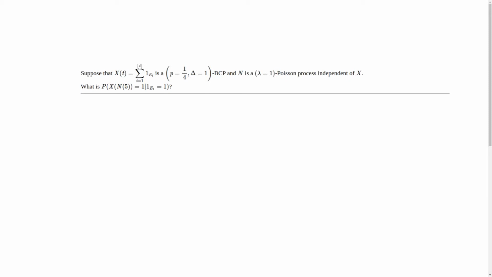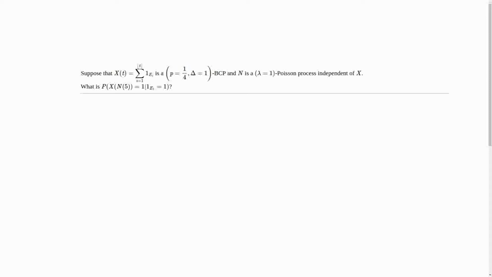We are given a Bernoulli counting process X that has probability 1/4 of success on each trial, and the trial time frame delta is equal to 1. And X is expressed as the sum of the trials that have happened up until the current time. E_i is the event that the ith trial was successful, and so 1_{E_i} counts when that event was successful. We were also given a lambda equal to 1 Poisson process, which is independent of X.